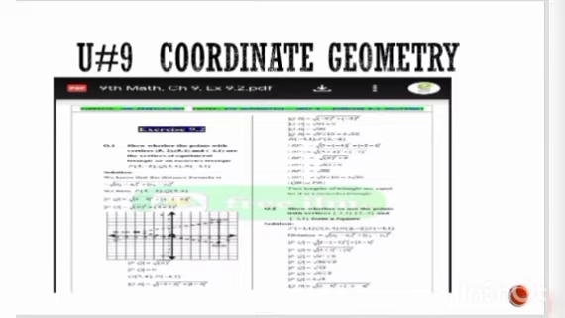Let's look at unit number 9, coordinate geometry in SSE1. There is a question solved on the screen. You can see there are a few formulas which have been implemented. Coordinate geometry basically deals with the midpoint formula and the distance formula. So the distance formula is implemented and shown on the screen, as you can see.